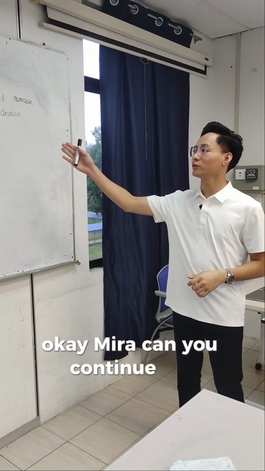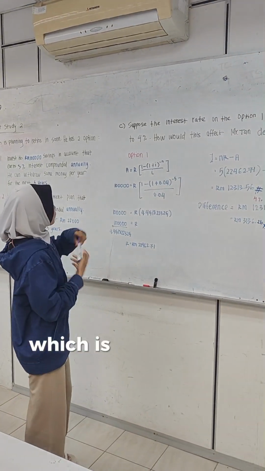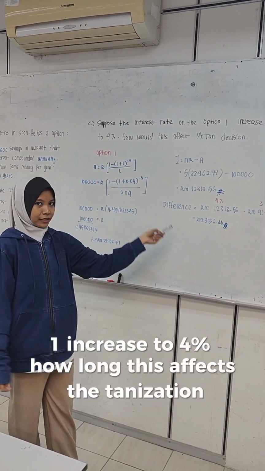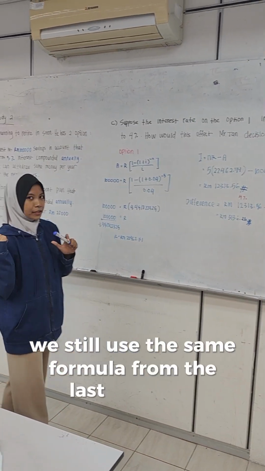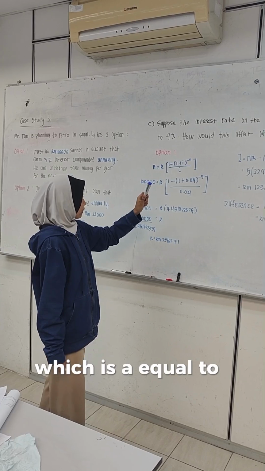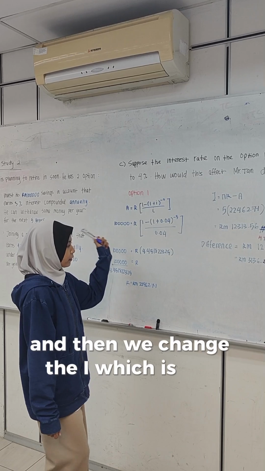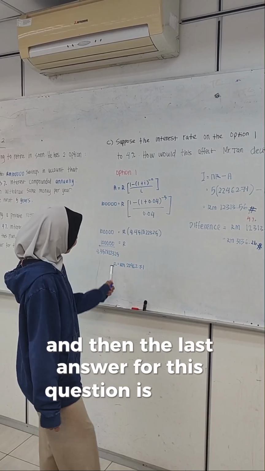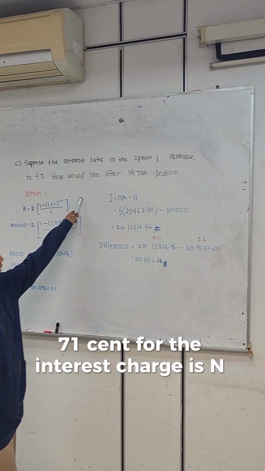Okay, Mira, can you continue for question C and D? So this is the solution for question C, which is: suppose the interest rate on option 1 increased to 4%, how would this affect Mr. Tan's decision? For the formula, we still use the same formula from the last question, which is A equals R. We insert the information from option 1, and then we change the I, which is the periodic interest rate. And then the last answer for this question is 22,462.71.